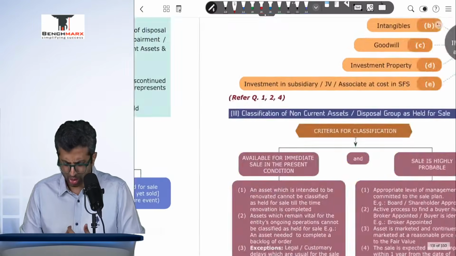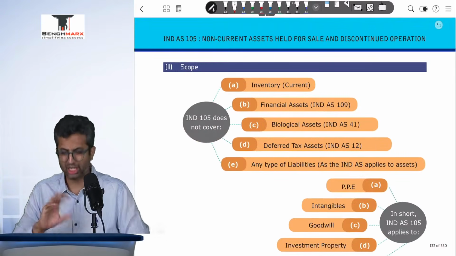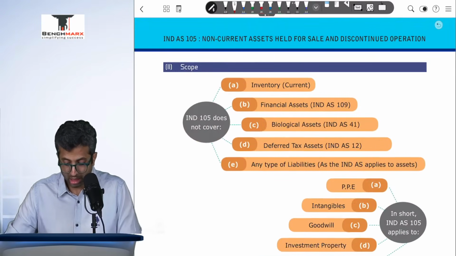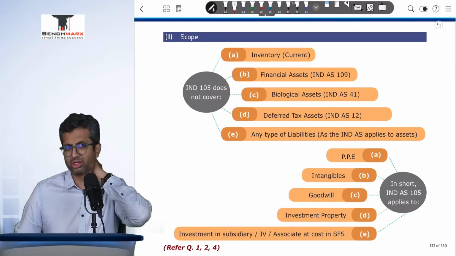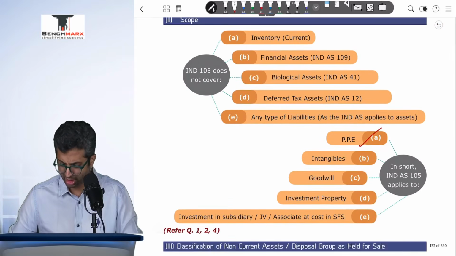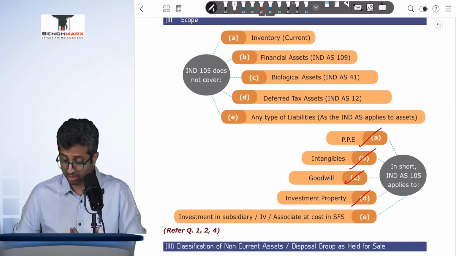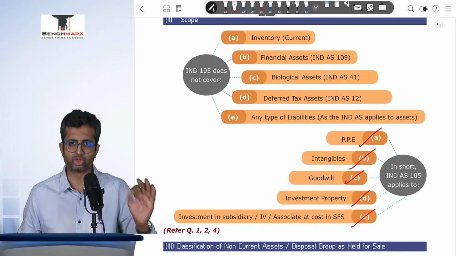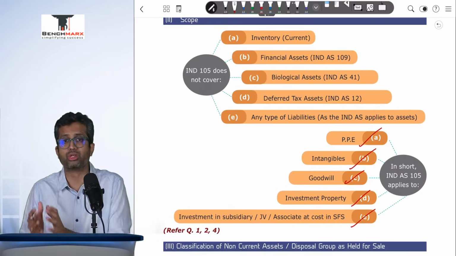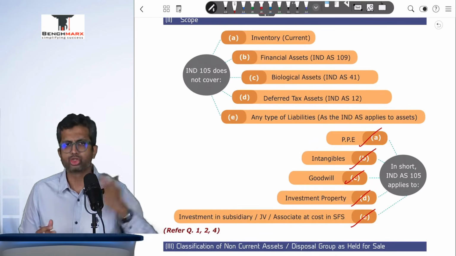Okay, so we'll probably do a question on that for a better understanding as well. Then when you look at the scope, what is covered under the standard? Well, typically PPE, intangibles, goodwill, investment property, and even investments in subsidiaries, associates, and joint ventures in the SFS, which are shown using cost. So what is not covered?